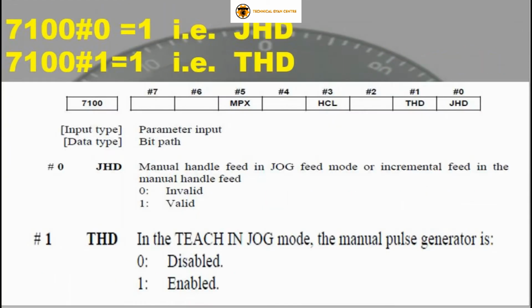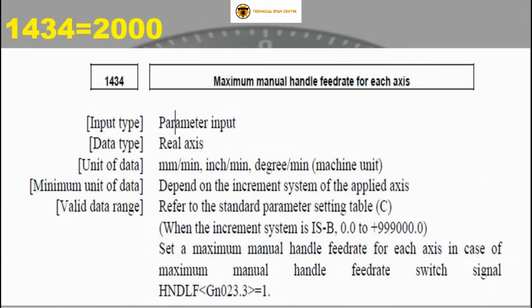Then change 7100 #0 bit to 1 and 7100 #1 bit to 1. These two are also make it 1. 0 bit is JHD, manual hand feed in jog feed mode or incremental feed in manual hand feed, and 1 bit is TSD, teach in jog mode. Then change 1434 equal to 2000. This is used for maximum manual handle feed rate for each axis.